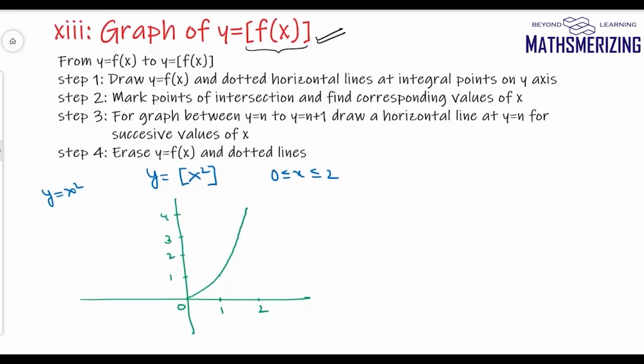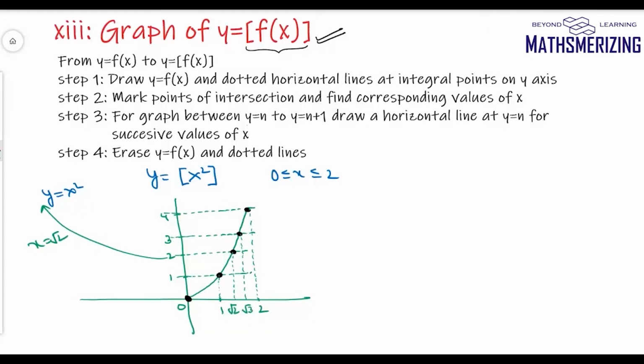So first step is draw y equals f(x) and draw dotted horizontal lines at integral points on the y-axis. So on the y-axis the integral points are 4, 3, 2 and 1. Now second step is mark points of intersection and find corresponding values of x. So I'll mark points of intersection. I'll find corresponding values of x. So if I put y as 2, I'll get x as root 2. So this value is root 2. And the same way if I put y as 3, I'll get this as root 3.